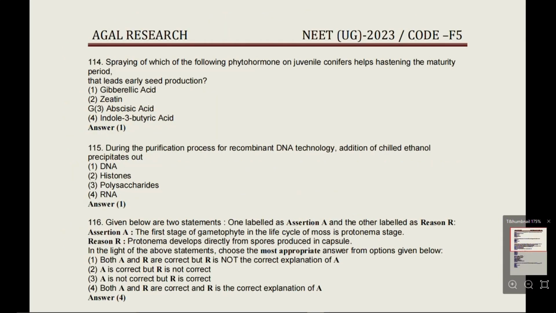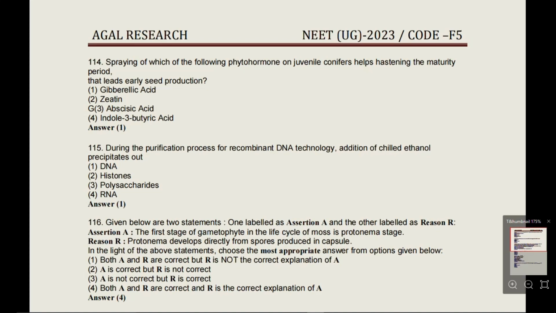The next one is: spraying of which of the following phytohormone on juvenile conifers helps hasten the maturity period that leads to early seed production? The option first, gibberellic acid. This question is taken from Unit 4 Plant Physiology, Chapter 13 Plant Growth and Development.